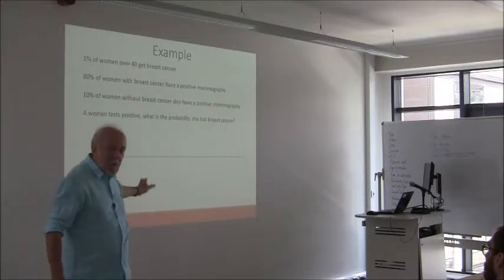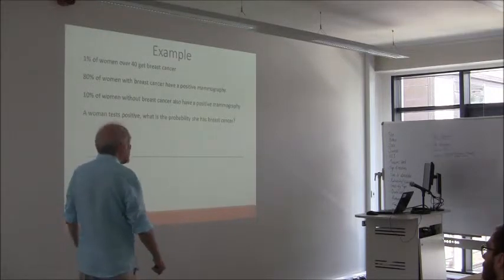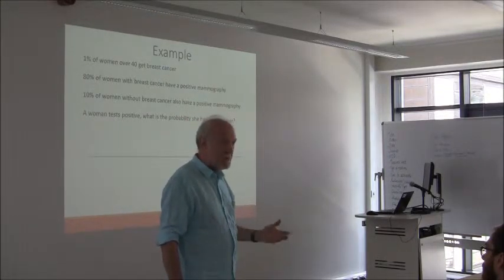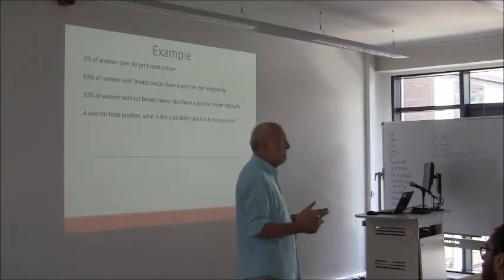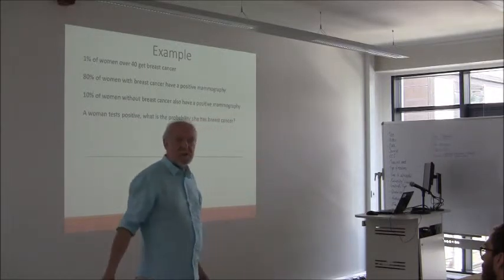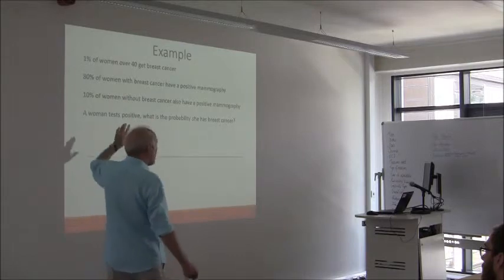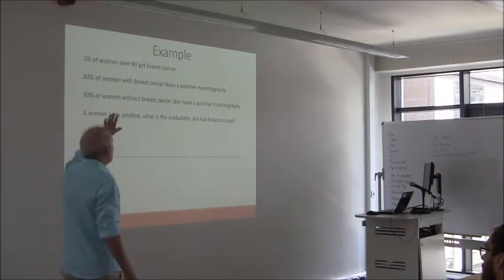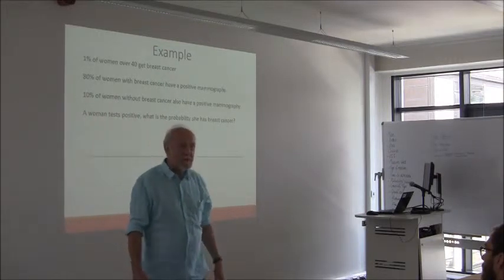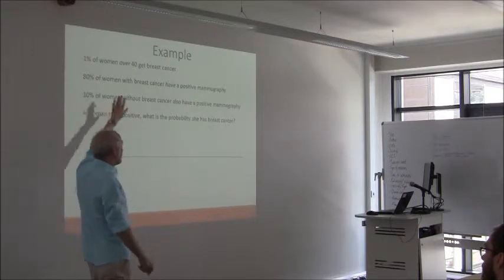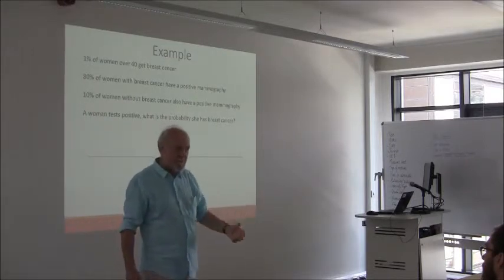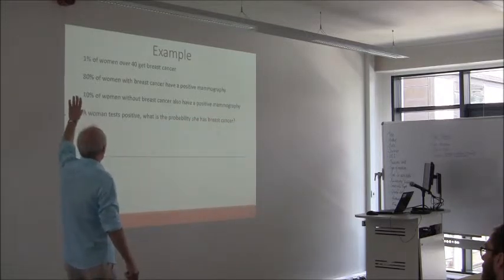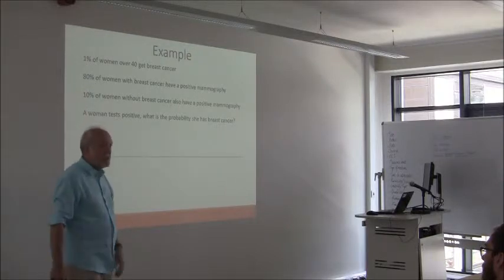I don't know, these are rough numbers, but 1% of women over the age of 40 get breast cancer. That's our prior. We think it's true. It may not be exactly true, but we have strong belief in that through humongous amounts of data collection over the years. But it's still a prior. 80% of women over 40 with breast cancer have a positive mammography. 10% of women without breast cancer also have a positive mammography. So we can go down to that big caravan and you have your test done, and that's pretty much what happens.